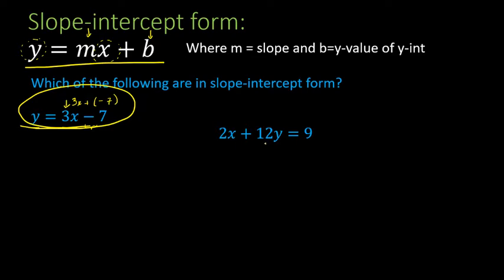What about 2x plus 2y equals 9? This is not in slope-intercept form. Notice that the x and the y are on the same side of the equation, and y has a coefficient of something other than 1.